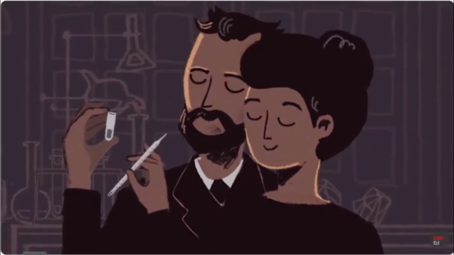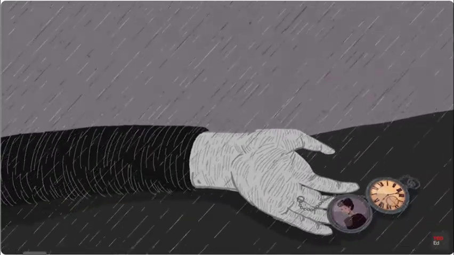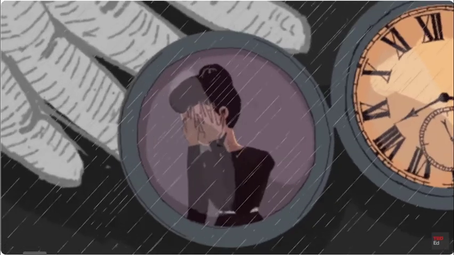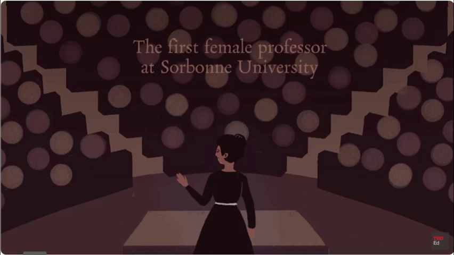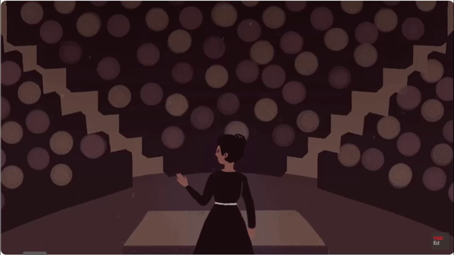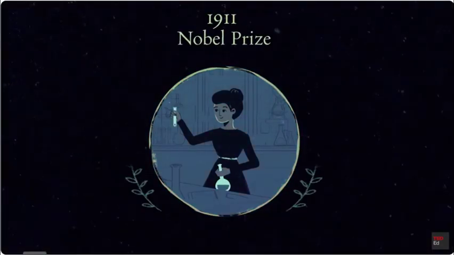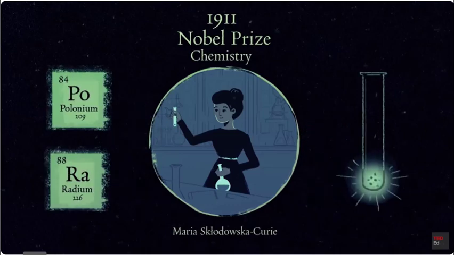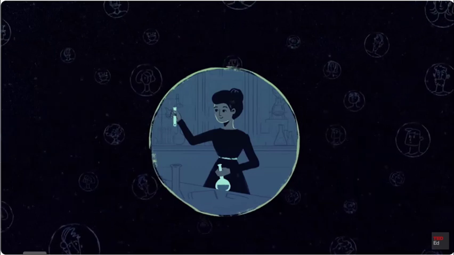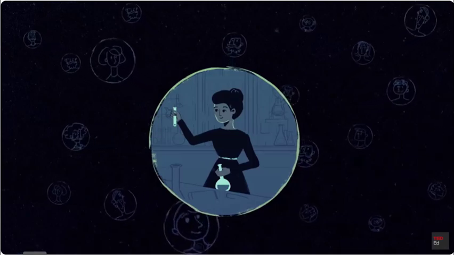But tragedy struck in 1906 when Pierre was crushed by a horse-drawn cart as he crossed a busy intersection. Marie, devastated, immersed herself in her research and took over Pierre's teaching position at the Sorbonne, becoming the school's first female professor. Her solo work was fruitful. In 1911, she won yet another Nobel, this time in chemistry for her earlier discovery of radium and polonium, and her extraction and analysis of pure radium and its compounds. This made her the first, and to this date only, person to win Nobel Prizes in 2 different sciences.